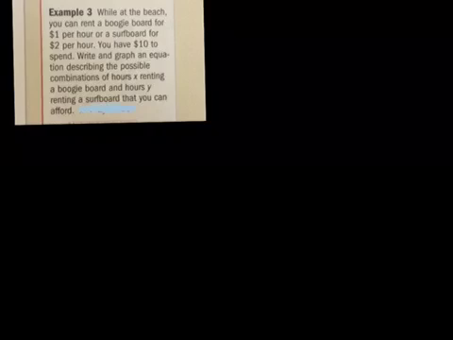Let's now take a look at the following problem and see how we can apply this. While at the beach, you can rent a boogie board for $1 per hour or a surfboard for $2 per hour. What a deal. I think now at Hermosa Beach, it's more than that, maybe $10 an hour. You have $10 to spend. Write and graph the equation describing the possible combinations of hours x renting a boogie board and hours y renting a surfboard.